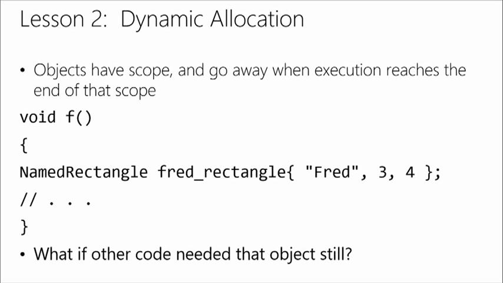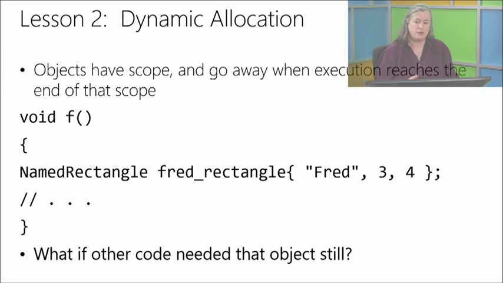But what if it wasn't a rectangle? What if it was a UI element like a window or an open file or something? One piece of code opens it, but another piece of code still needs to work with it later. We don't want it to go away. We'd like it to have a lifetime that's longer than just the scope of this individual function. And C++ provides a capability for this, which we generally call the heap, but which has an official name of the free store.